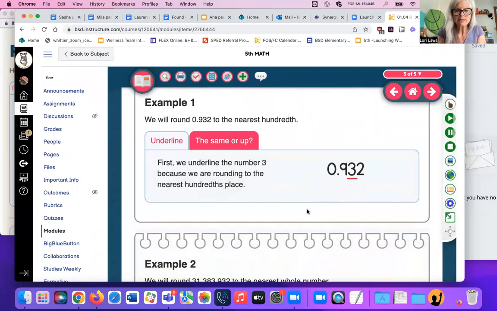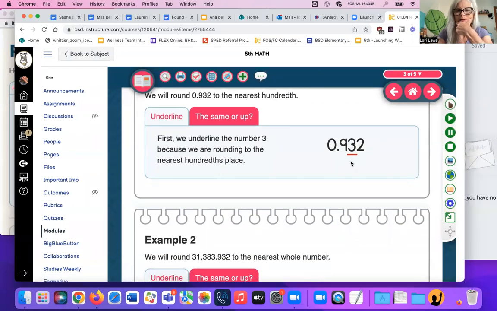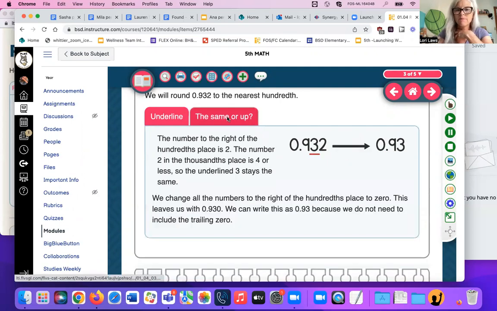Now we're moving on to this. We're going to round 0.932 to the nearest hundredth. Let's see if you get it right. The same or up. So here's our hundredths right here. These are our tenths, hundredths, thousandths. Then we look at the number on the right and we say, is it 5 or more? 5 to the sky, 4 to the floor. And what did you get as an answer? Hold up those answers if you've got them.